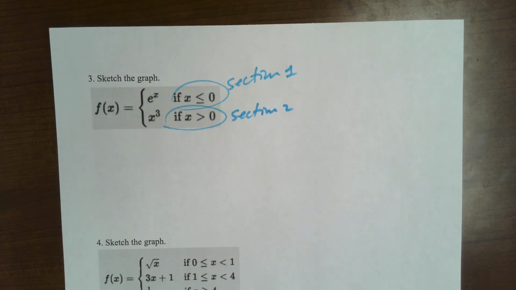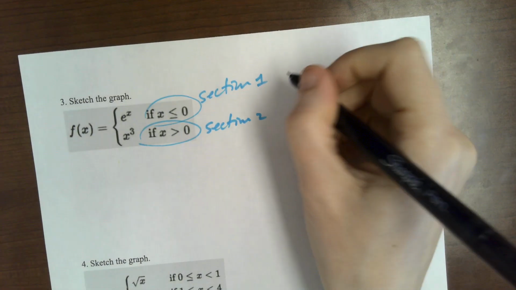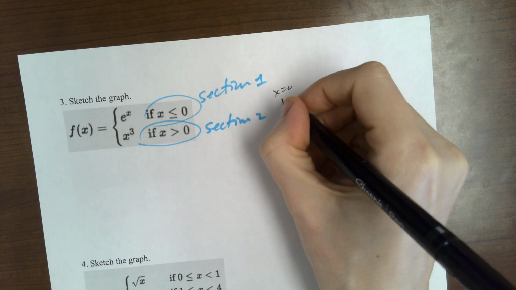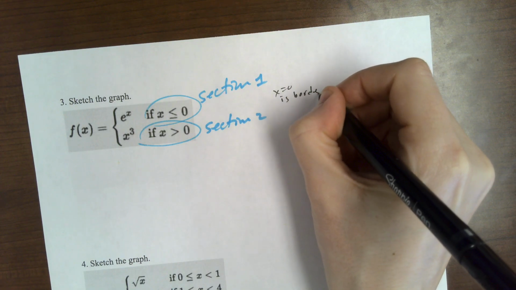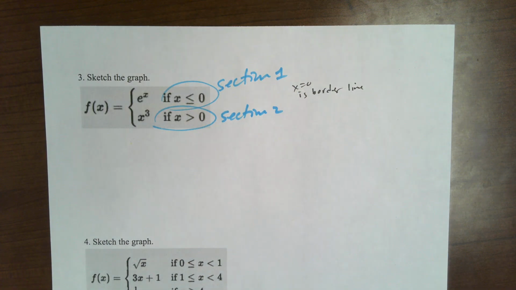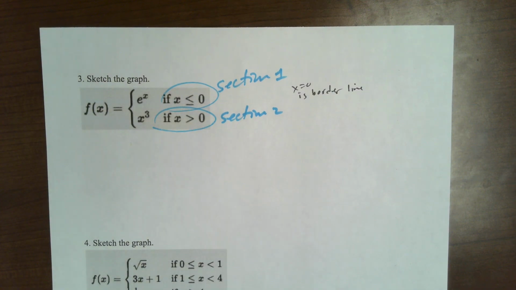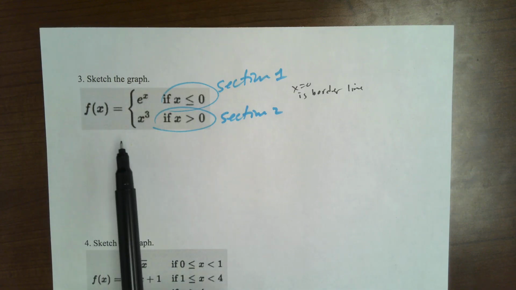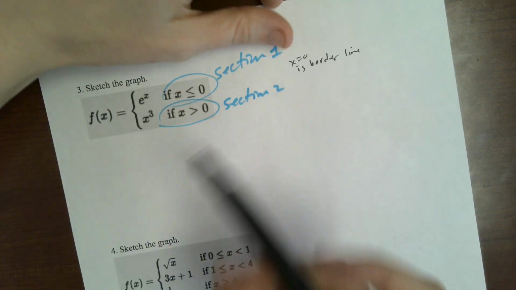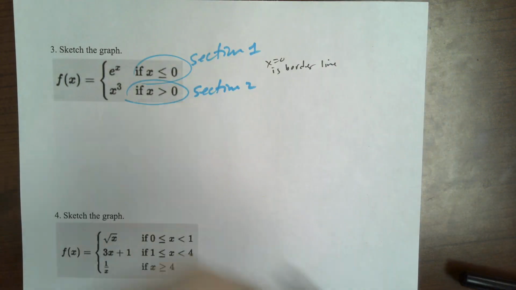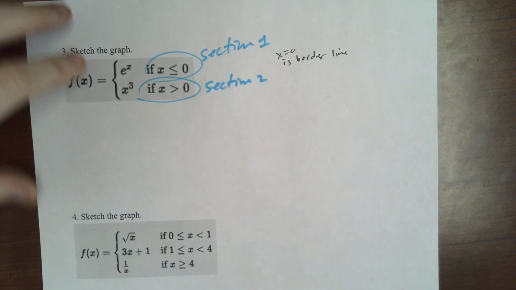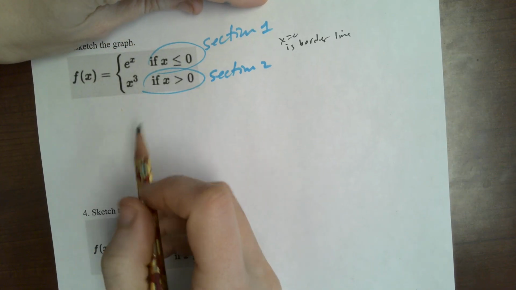Guys, what is the borderline between sections 1 and 2? x equals 0. Okay, x equals 0 is the borderline, and you could just see it here. That's where the first section stops and the second section starts. Therefore, that is the border. We're going to keep that in mind. But first, I'm going to draw each of these separately, and I'm going to use a pencil so that I can erase.